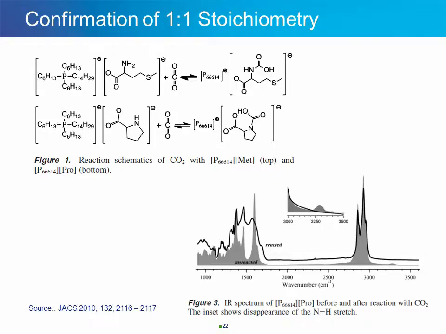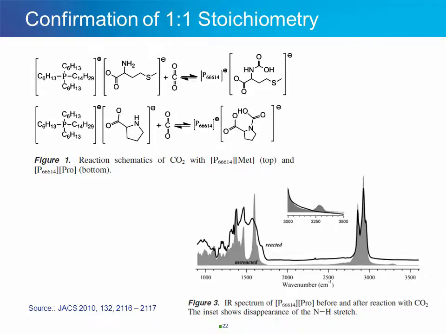Secondly, they found no evidence for ammonium formation, which would be present for a 1:2 stoichiometry. Specifically, they would have expected ammonium bands between 3,000 and 2,800 wave numbers, and combination bands in the 2,800 to 2,000 wave number region, if ammonium ions were present. This was clearly not the case.